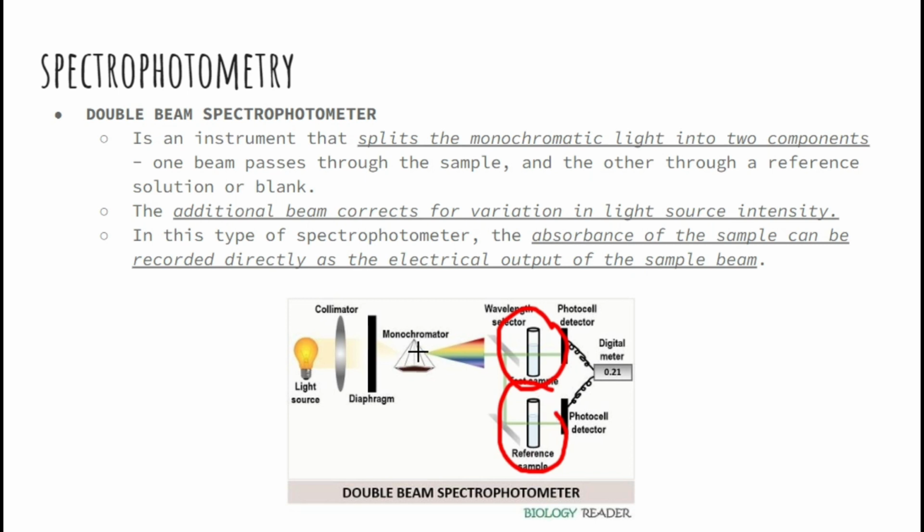So that's a double beam. Again, the monochromatic light coming from the monochromator will split into two. One po will pass through the sample or dun sa inyong specimen, and then another one po will pass to a reference solution or a blank. And then this additional beam will correct for variation in light source intensity. In this type of spectrophotometer, the absorbance of the sample can be recorded directly as the electrical output of the sample beam. In comparison with the single beam po, it should be known in advance pa. Dito po, pwede pong direct na measurement.